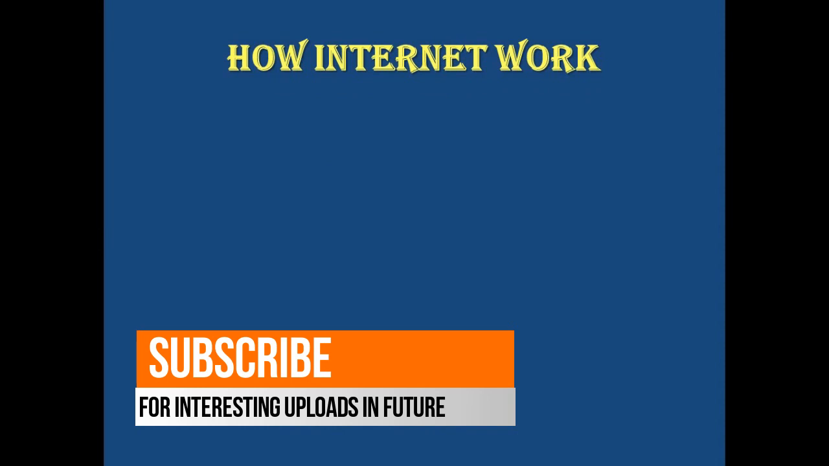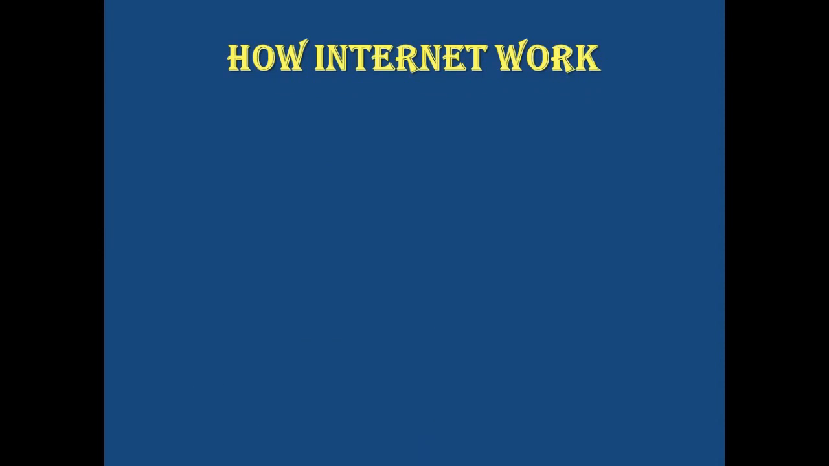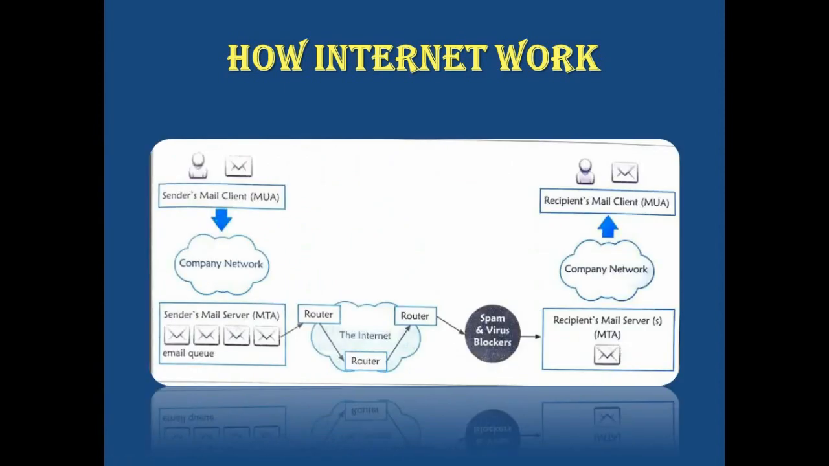Now how email works. First, the sender composes a message using an email client on the computer, for example Gmail. Then the user sends the message, the email text and attachments are uploaded to the SMTP server as outgoing mail. Then all outgoing messages wait in the outgoing mail queue while the SMTP server communicates with the DNS, that is the domain name server, to find out where the recipient's email server is located.